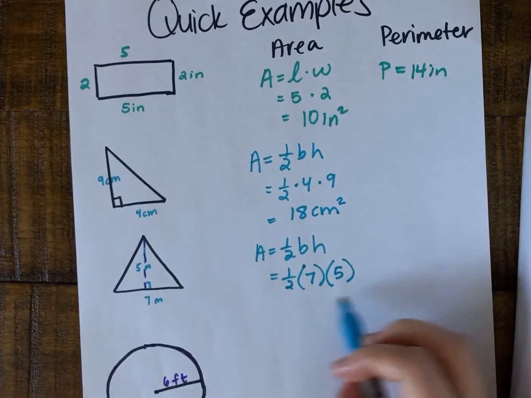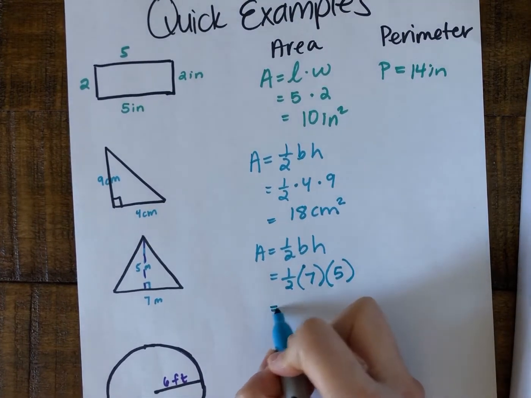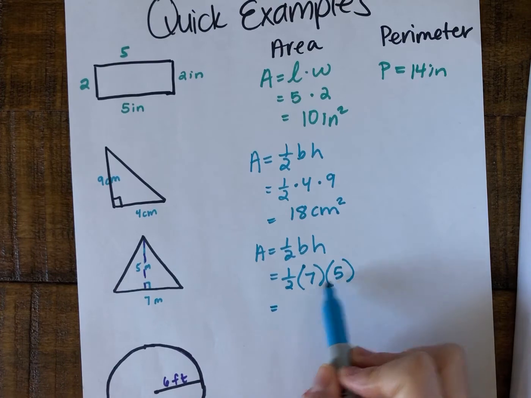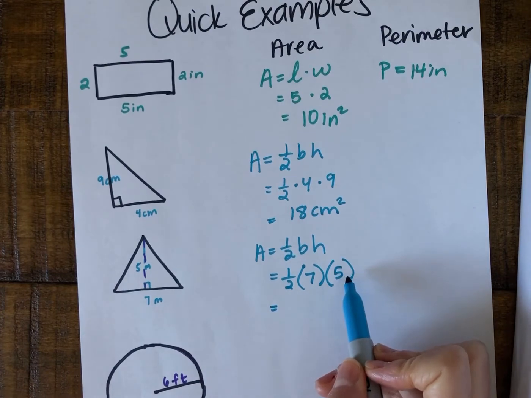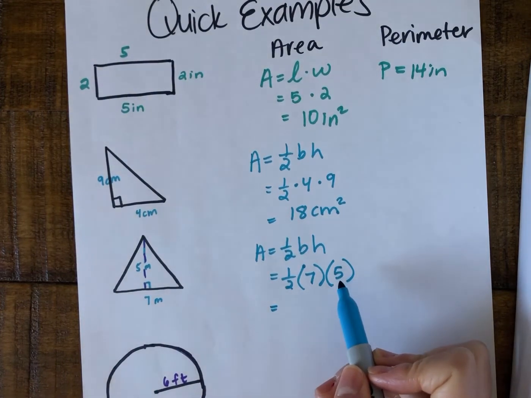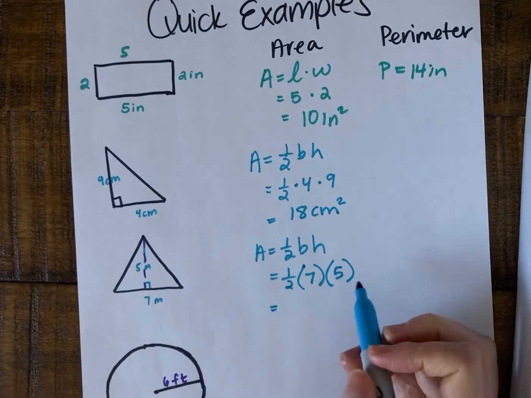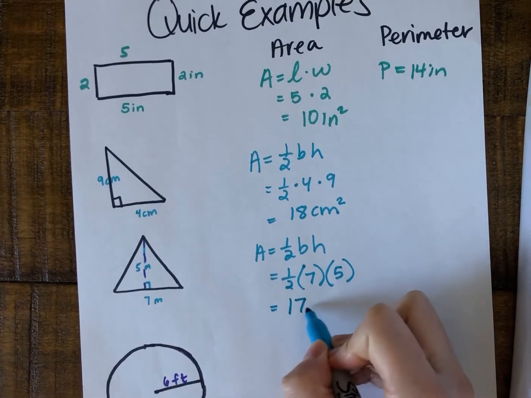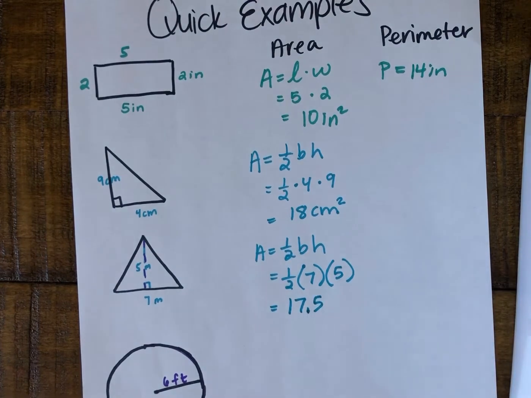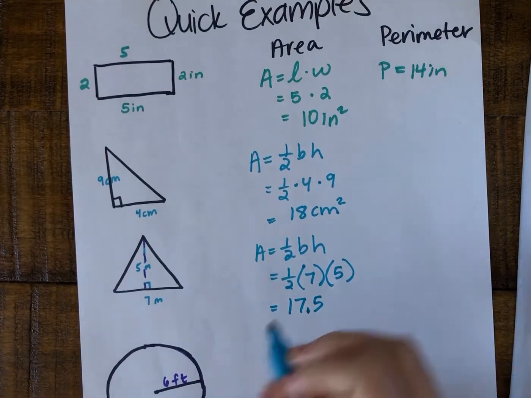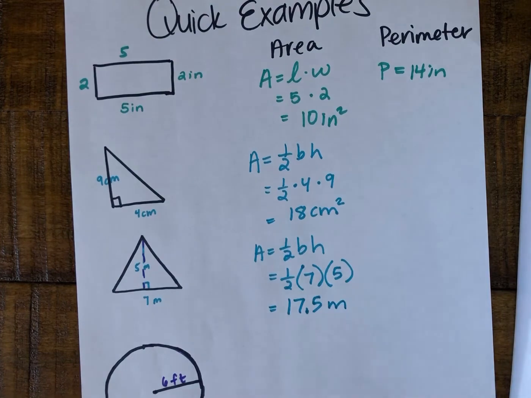Here's another way you could write that multiplication. So 7 times 5 is 35, and half of 35 is 17.5. And I look at my unit, it's meters. And since I'm measuring area, it's square meters.